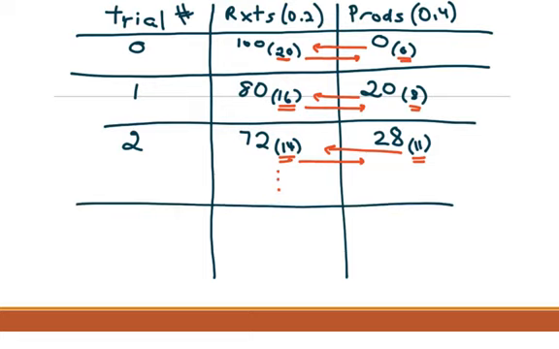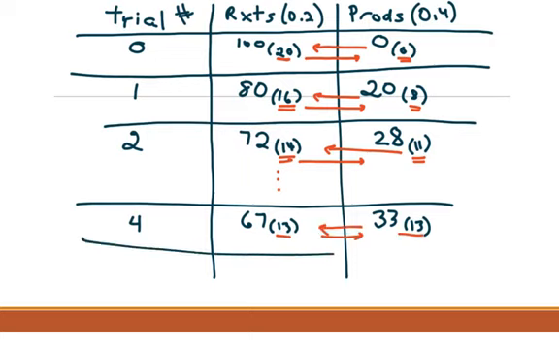All right, you should have reached equilibrium at trial number 4. At trial number 4, we had 67 reactants, and our exchange rate was 13, and we had 33 products, and our exchange rate was 13, which means when we move them to opposite sides, we end up getting the exact same number. 67 and 13, 33 and 13.